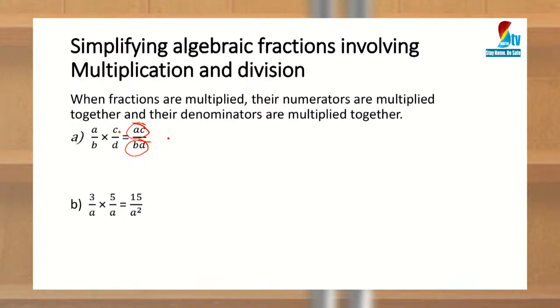I have another one here, 3 over a multiplied by 5 over a. 3 times 5, we get 15. A times a is going to be a squared.